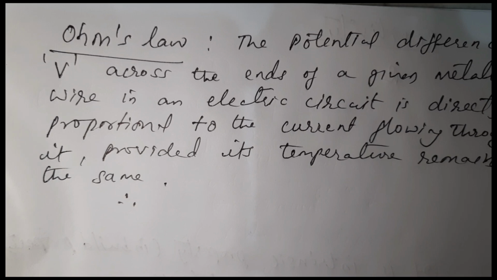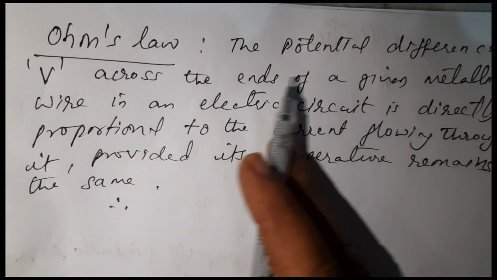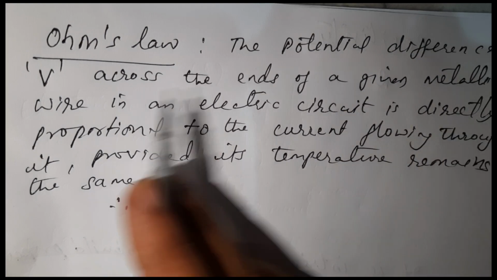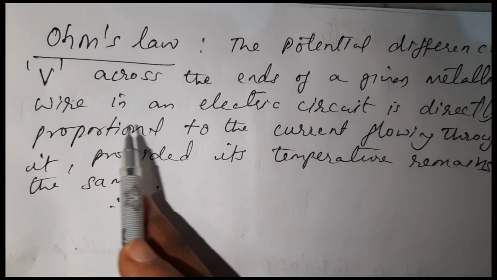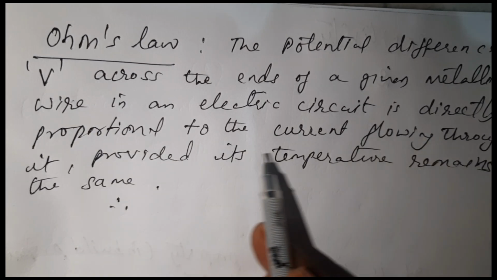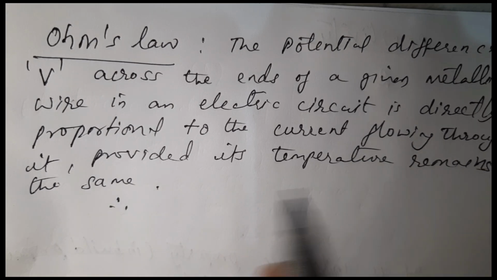Now the next topic is Ohm's law. So what is Ohm's law? The potential difference V across the ends of the given metallic wire is directly proportional to the current flowing through the conductor, provided its temperature remains the same.